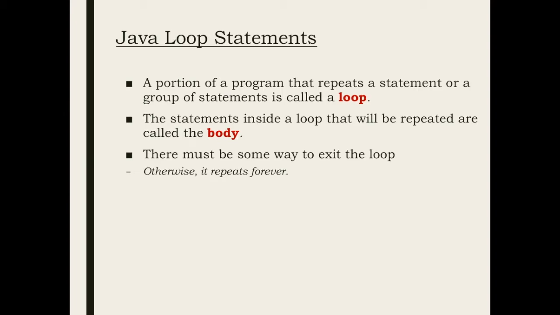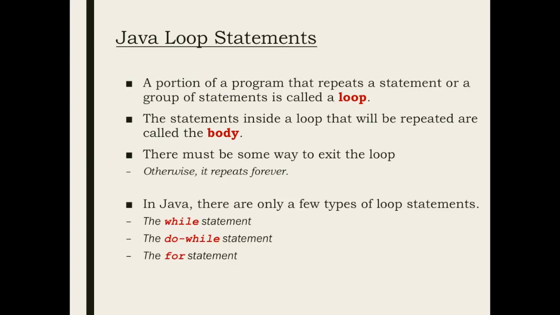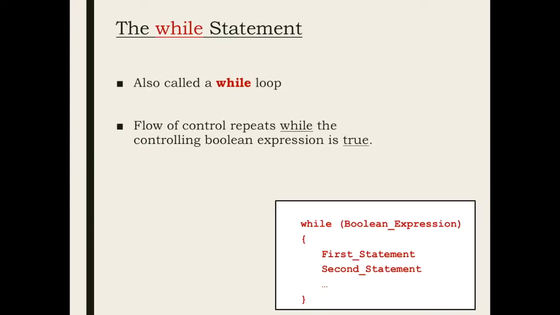In Java, there are only a couple different kinds of loops, and we looked at the while statement. There's also a do while statement and a for statement, which we'll see later. But just to go over the basics of the while statement, it is also called the while loop. Flow of control is going to repeat while some Boolean expression is true.